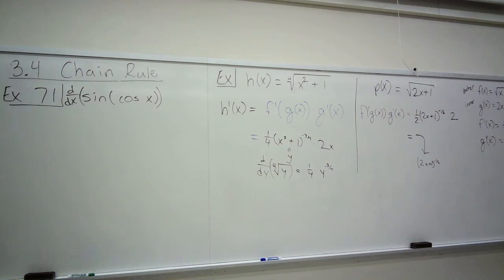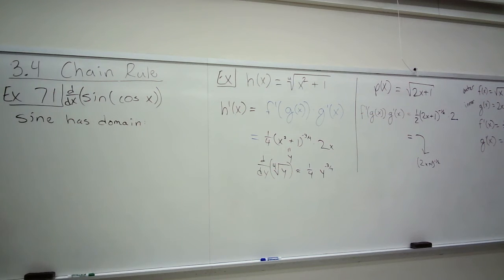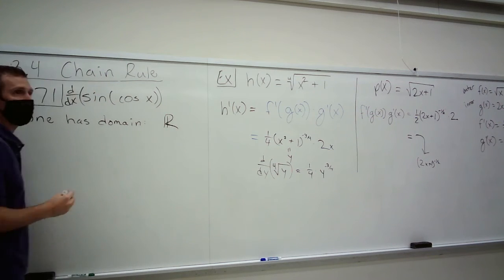Chain rule, given two differentiable functions which play nicely in composition, right? Do these play nicely? Can I plug in the output of cosine into sine? Is that allowed always, sometimes, or never? So now you have to know about sine and cosine. What can sine take as input? The domain. Any real number, right? Any angle.